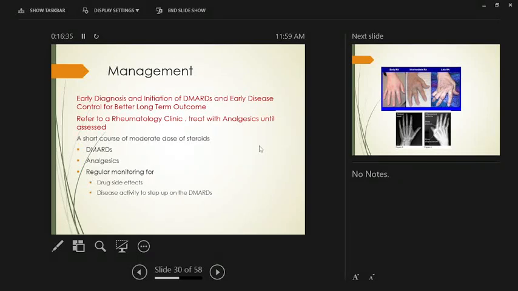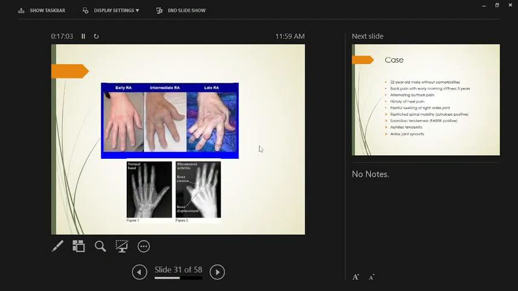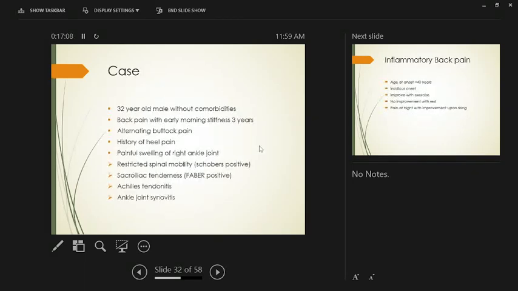So the management, just to touch upon it: with rheumatoid arthritis, early diagnosis and initiation of DMARDs is actually essential for a better outcome. So when you come into contact with such a patient, better to refer to the rheumatologist as soon as possible to start the disease modifying agents. Better to avoid steroids because once you give the steroids, the true picture is not seen by the rheumatologist. So better to avoid steroids, start NSAIDs and refer early. So this is just to show what rheumatoid arthritis can do.